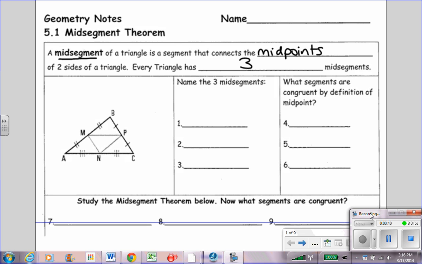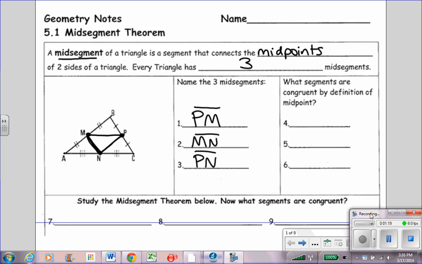We have PM, which goes between the midpoint on BC and the midpoint on BA. We have the midsegment MN, and that connects the midpoint of BA and AC. MN is the midsegment. And our third midsegment is PN. Okay?